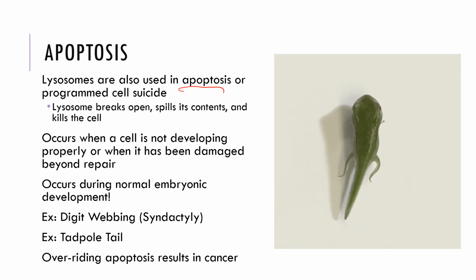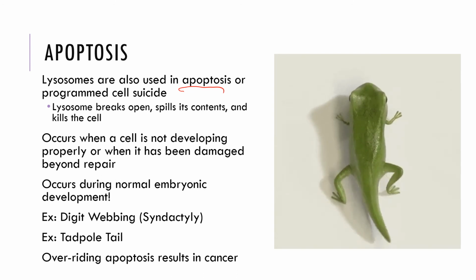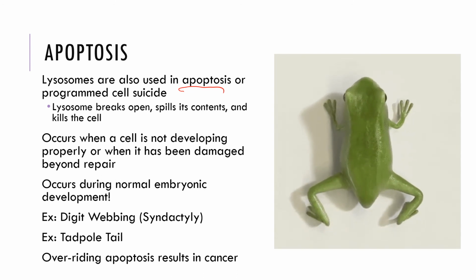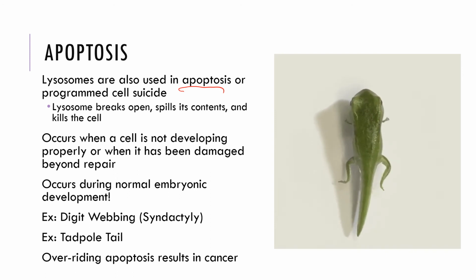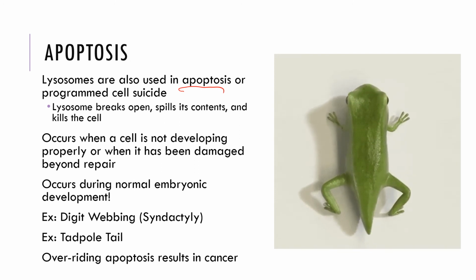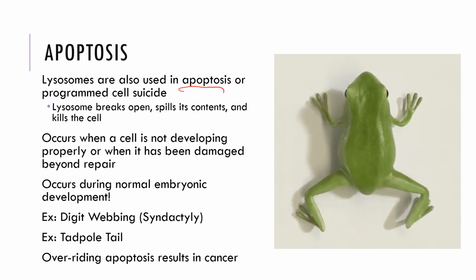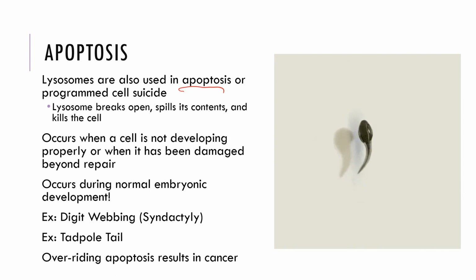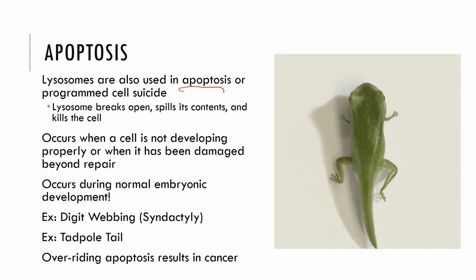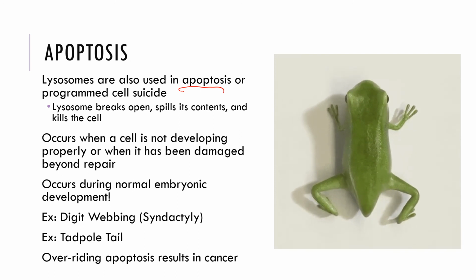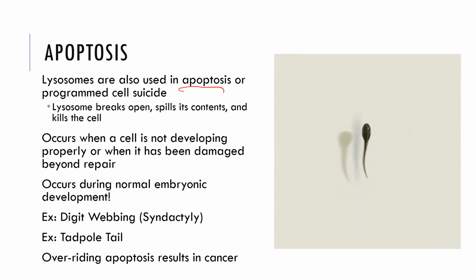A really cool example of when this is a good thing is in normal embryonic development. Sometimes you've heard of people who are born with webbed toes or webbed fingers. Well, that's because the lysosomes didn't do their job to kill cells in between the fingers or in between the toes. So normally the lysosomes will eat away at those cells. They'll kill those cells in between your fingers so your fingers split apart. Same thing with a tadpole's tail. Apoptosis is happening because the lysosomes are breaking open, spilling all of those digestive enzymes out, and killing the cell.